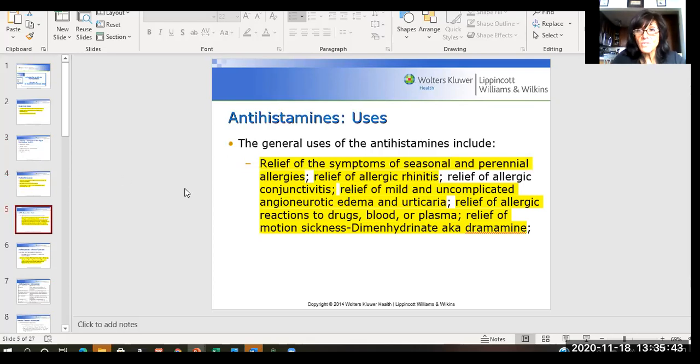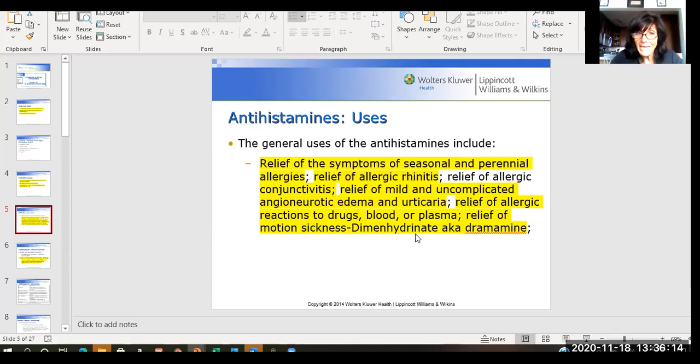So here are all the uses of antihistamines: allergies, allergic rhinitis, angioneurotic edema, and urticaria. So in other words, it's an allergic reaction to something, allergic reactions to drugs or blood or plasma, and also relief of motion sickness. Dimenhydrinate, also known as Dramamine, is an over-the-counter medication that's used for motion sickness, like seasickness and things like that.